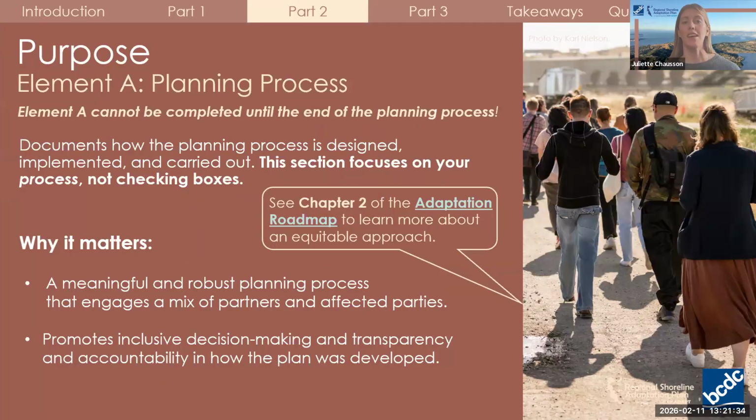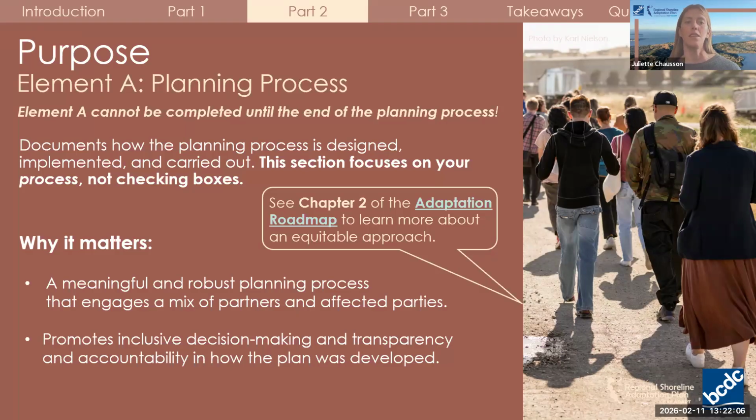So the purpose of Element A, the planning process, is to document how your plan is designed, implemented, and carried out. The element focuses on your process, not just checking boxes. It helps ensure a meaningful and robust planning process that engages a mix of government departments, community members, tribes, and local interested and affected parties. It also promotes inclusion of historically underrepresented communities in decision-making and provides transparency and accountability, showing clearly how your plan was developed.